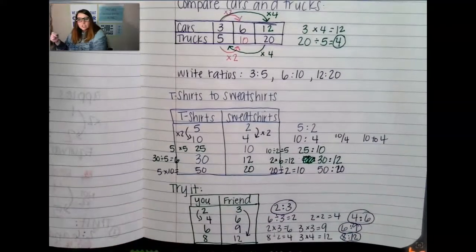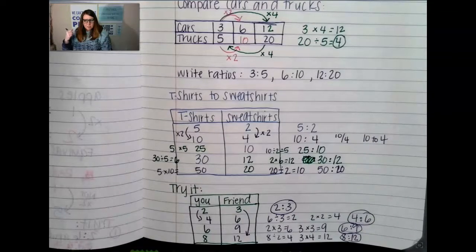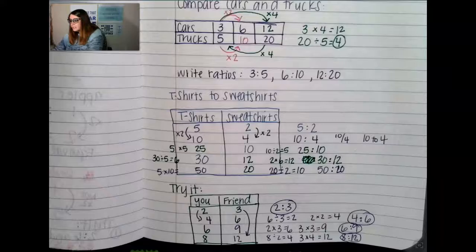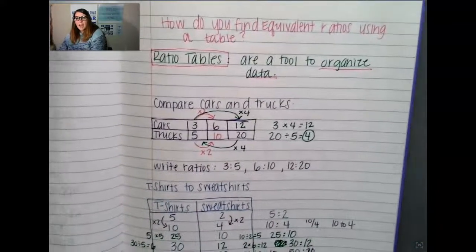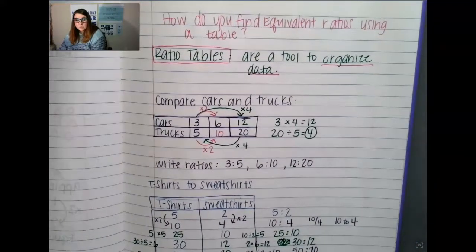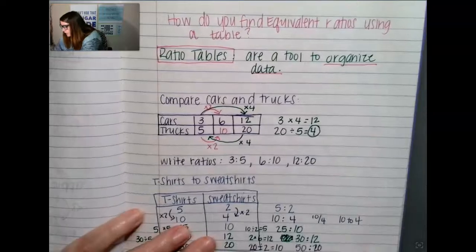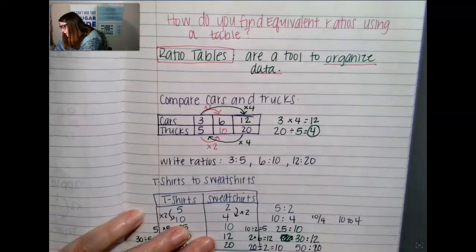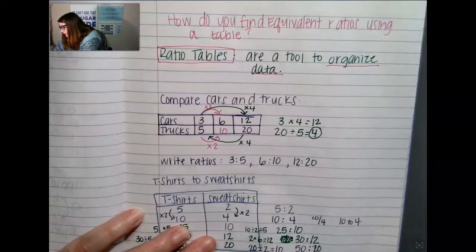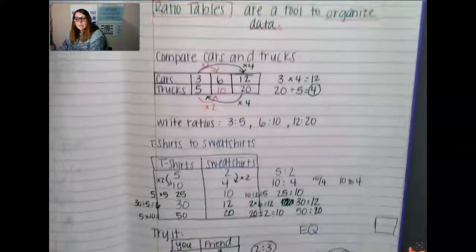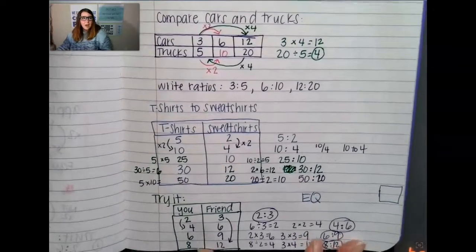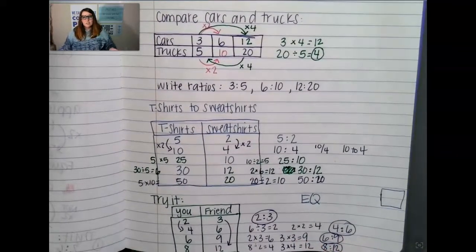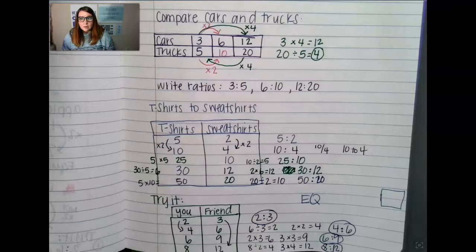All right, how did you do on filling in your box and your equivalent ratios? Go ahead and answer your essential question. How do you find equivalent ratios using a table? So go ahead and answer that essential question, and then fill in your box out to the side. One, I totally understand how to use it. It's the same thing. It just organizes our work and helps me to better see how things go.